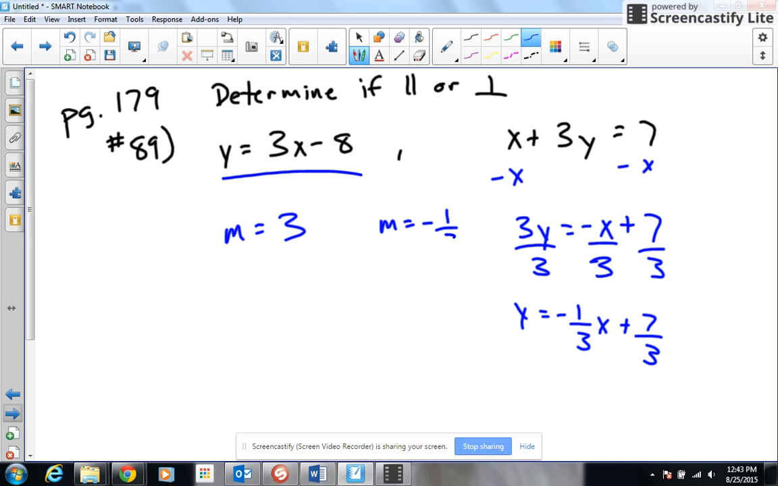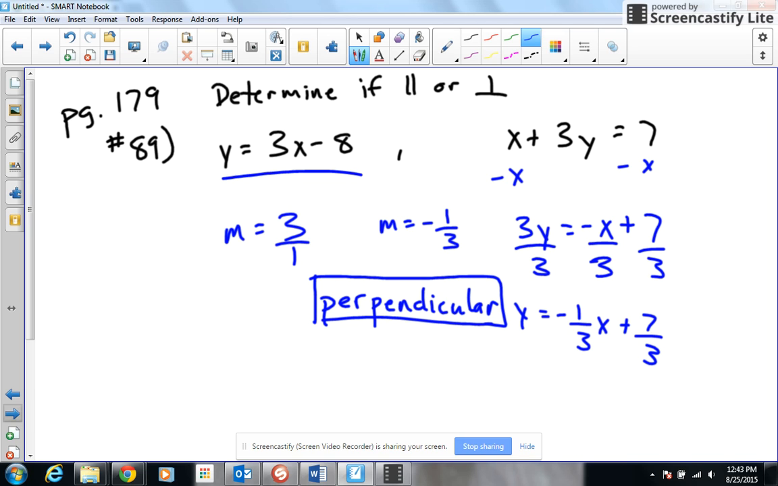negative 1/3. And we see that 3 and negative 1/3, they are opposite reciprocals, excuse me. And if you don't believe me, 3 is 3 over 1. So I flip that over, I get 1 over 3, and the positive changes to a negative. So these are perpendicular. And this, just remember, this symbol means parallel, and this symbol means perpendicular.